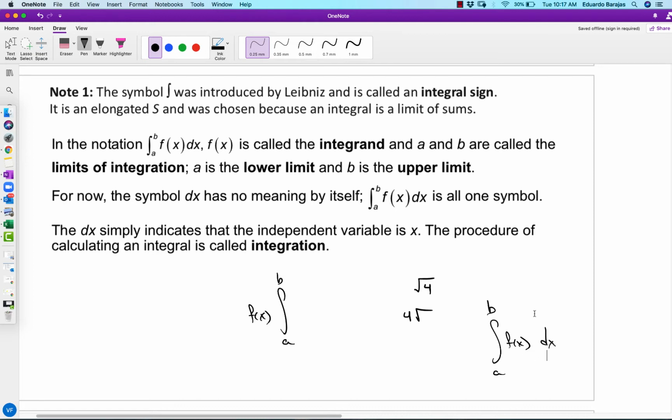Think of it as one united symbol, and this represents that limit as n goes to infinity of the Riemann sum. So the dx simply indicates that the independent variable is x. For now, all that's really important is to make sure that this function in here, the integrand, is defined with a variable that matches whatever this is. It doesn't have to be x, of course. It could be any letter, but they have to match in order for the integral to make sense.